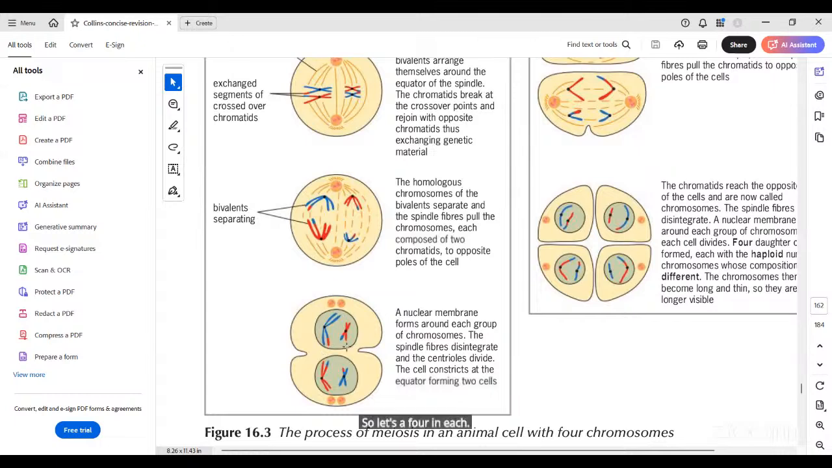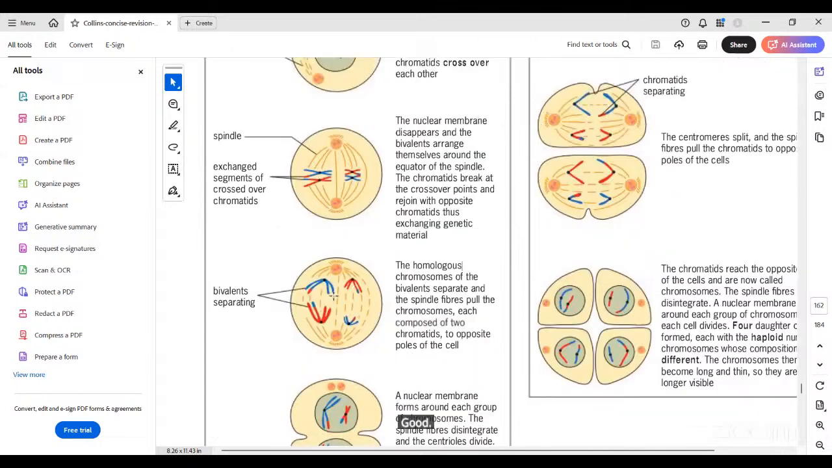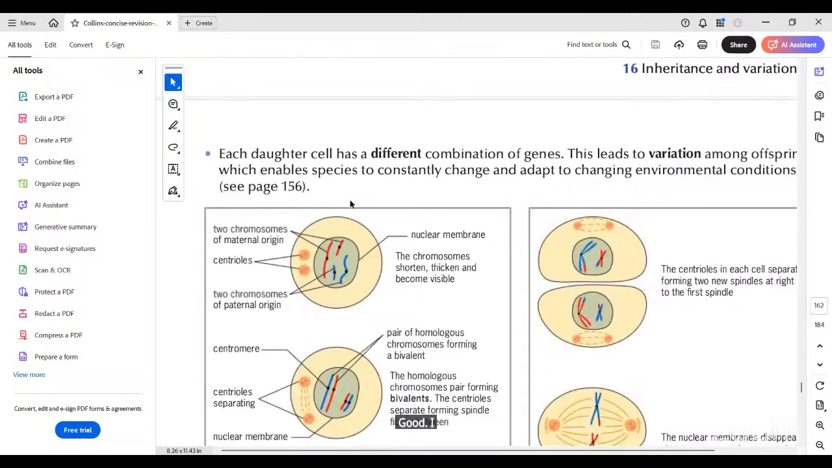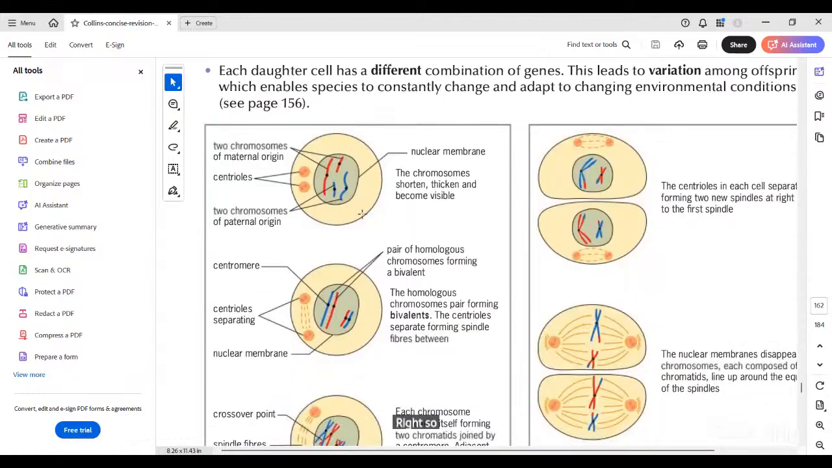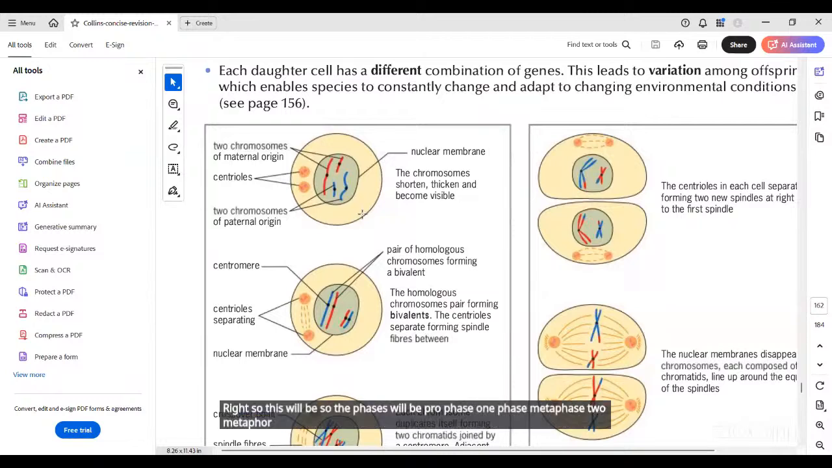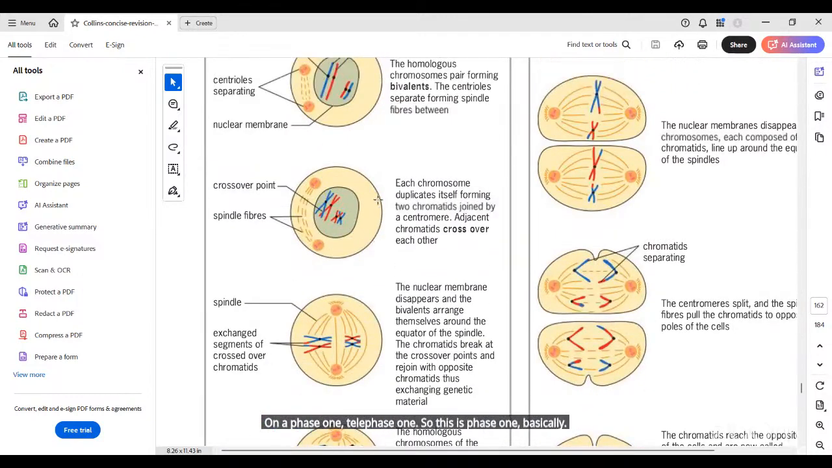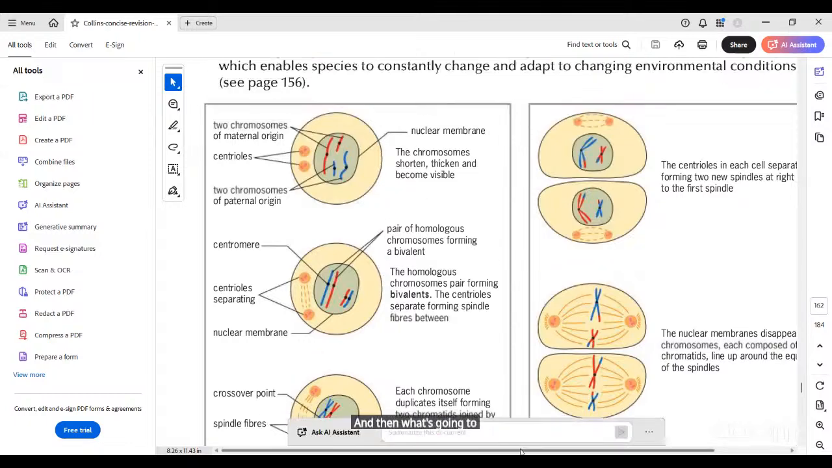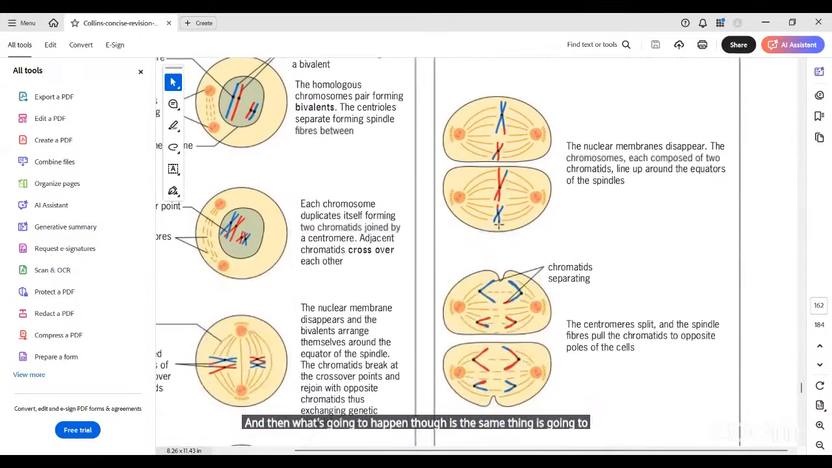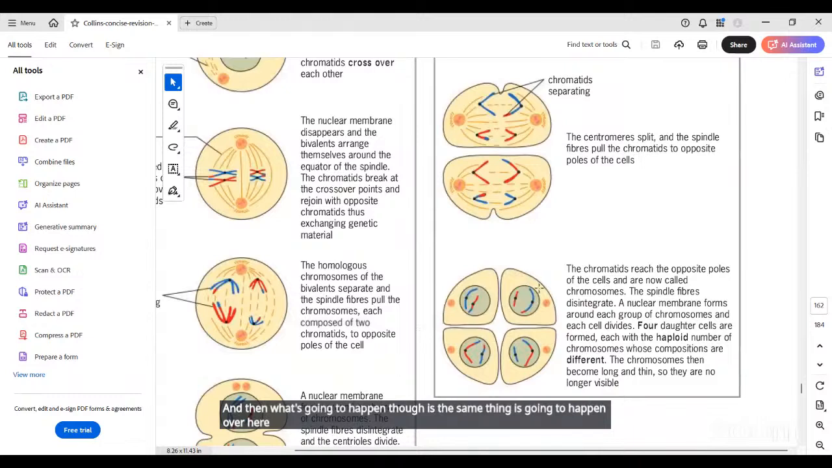Good? Yes, sir. And we call this phase prophase 1. We call this meiosis 1. So the phases will be prophase 1, metaphase 1, anaphase 1, telophase 1. So this is phase 1 basically. And then the same thing is going to happen over here to get the 4 daughter cells.